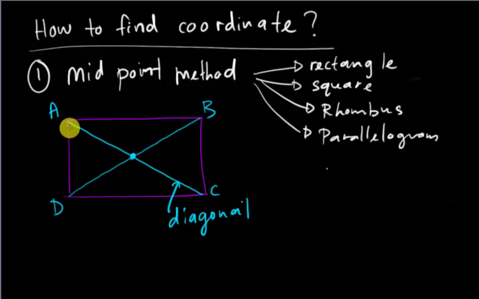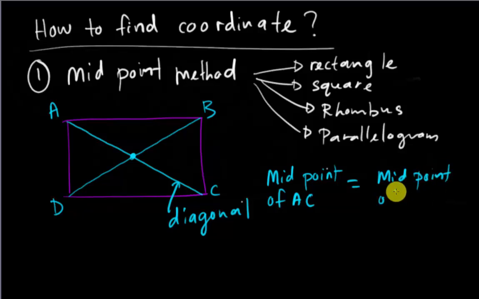So for the rectangle itself, you have to understand that the midpoint of AC will be the midpoint of BD. So in order to use the midpoint formula, you must be able to write that the midpoint of AC equals the midpoint of BD. And this kind of situation happens in all four of these shapes. Even with a rhombus, sometimes it might look different, but it is the same.